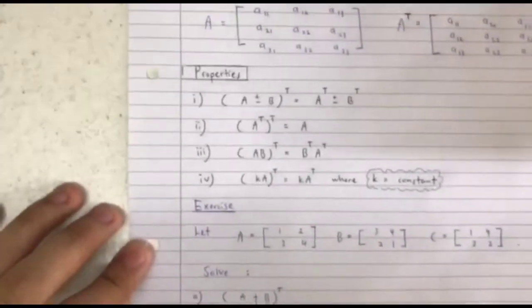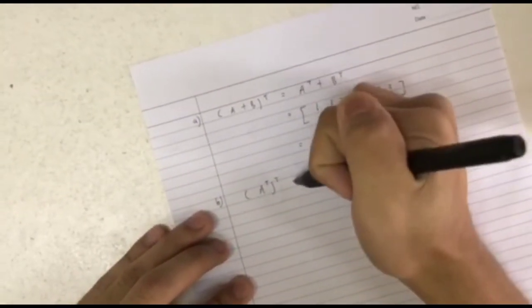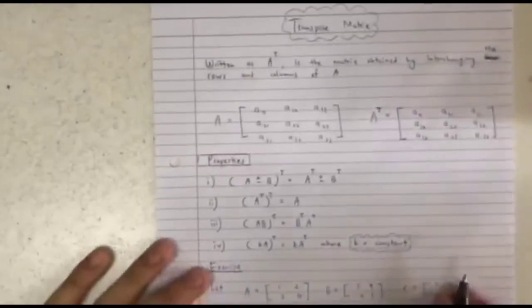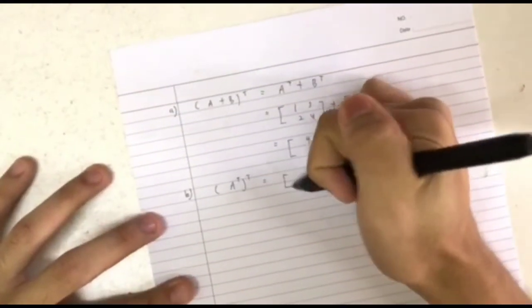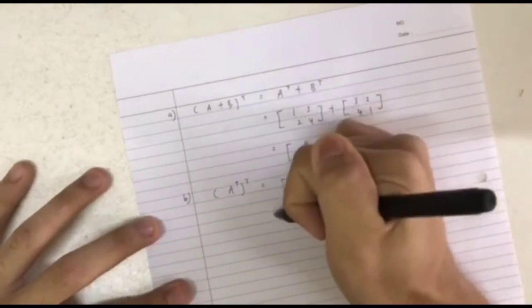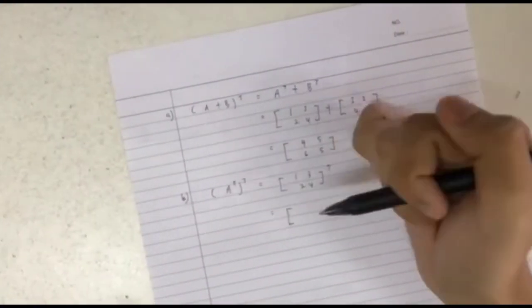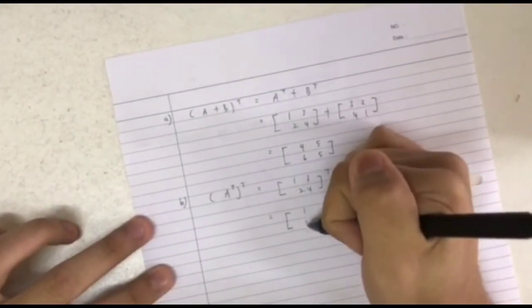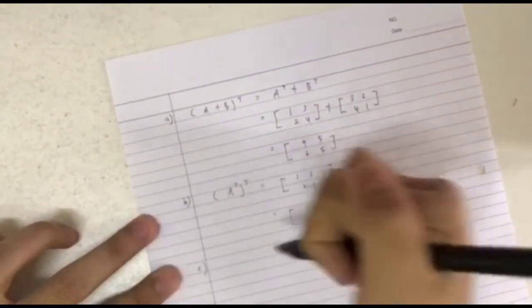A transpose transpose. Let's see the properties of transpose. (A transpose) transpose equals A. So A transpose is 1, 3, 2, 4. We transpose it, it becomes A, so it becomes 1, 3, 2, 4. Let's move to the next question, C.